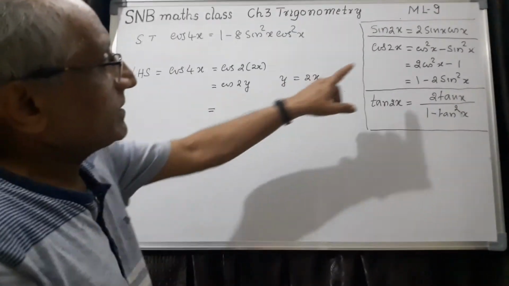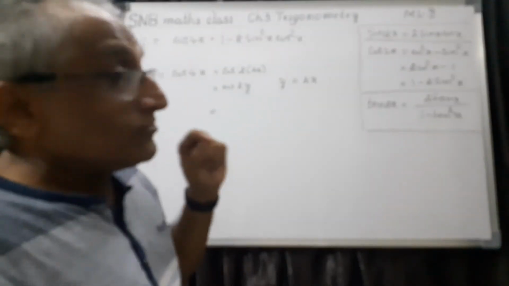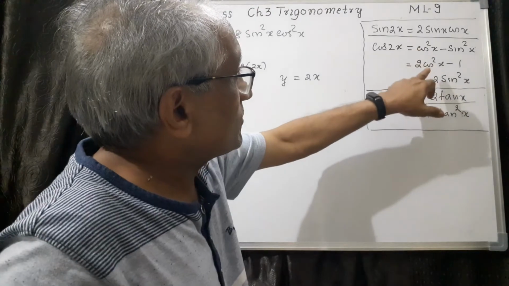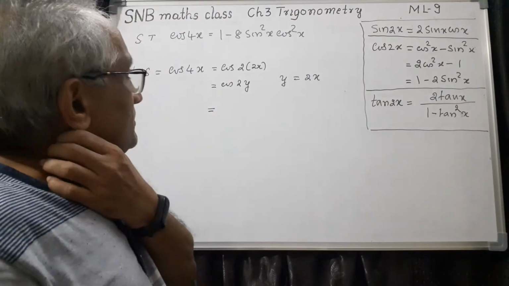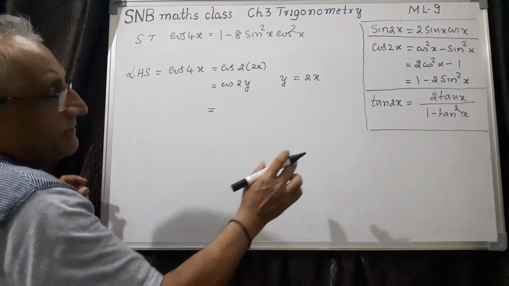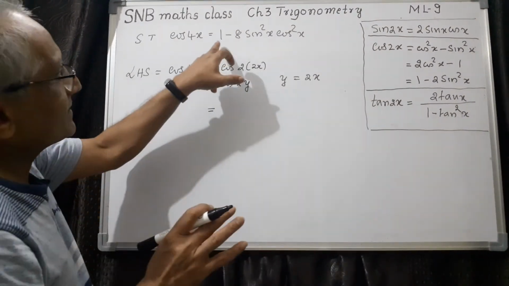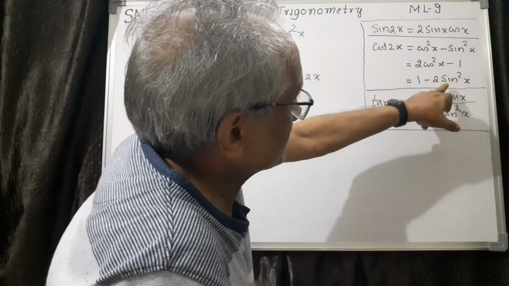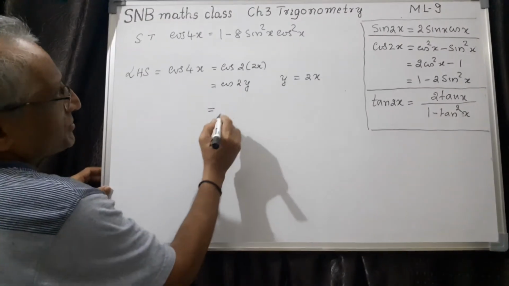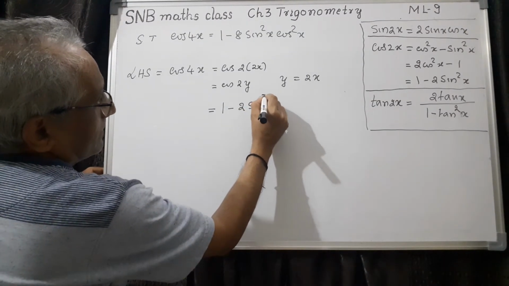Now apply this formula, cos 2x equal to 1 minus 2 sin square x. Now you may have one more difficulty, whether I should use this or this or this. Anyone you can use, actually there is no difficulty. So let us use, for example, this formula. One hint is, here 1 is there, in the formula it is 1 minus 2 sin square x. Therefore what I do is 1 minus 2 sin square y.